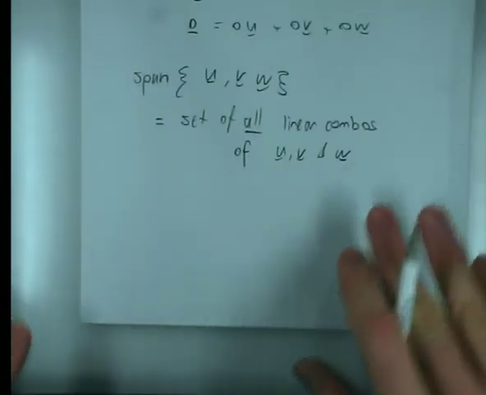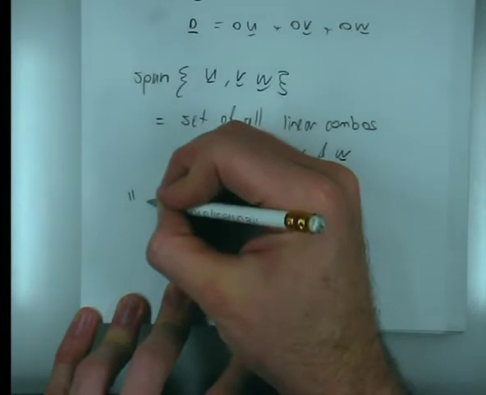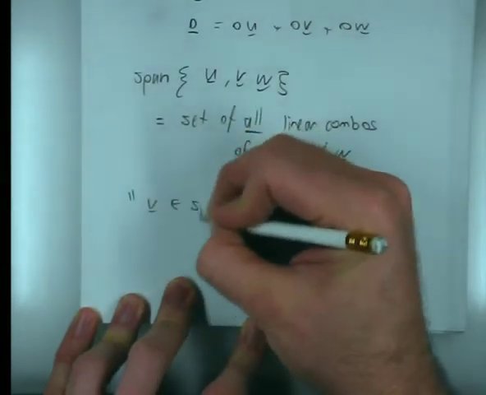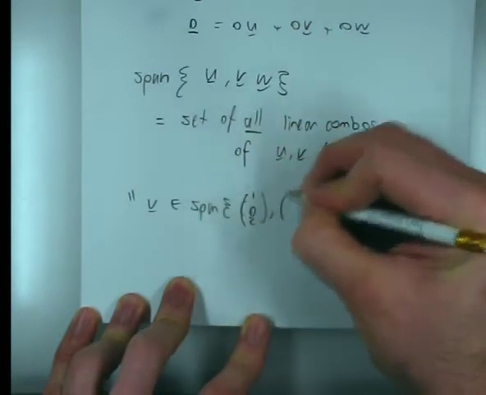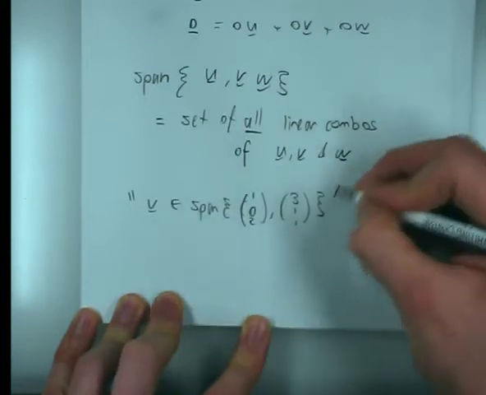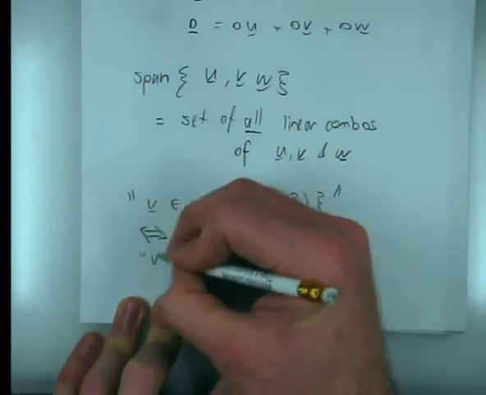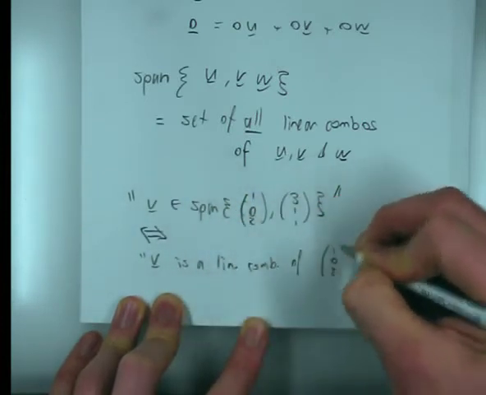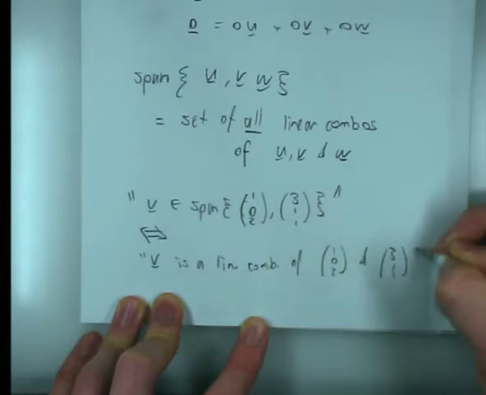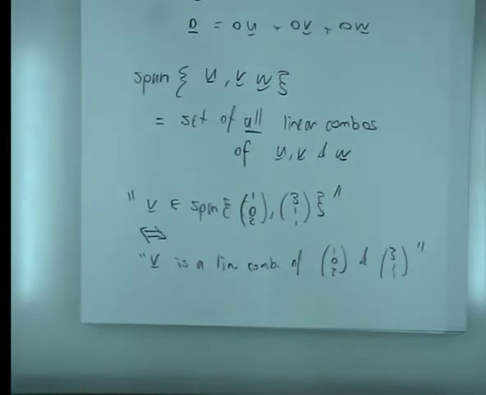So grammatically, in terms of grammar in maths, the statement of v is in the span of 102 and 311 is the same as the statement v is a linear combination of 102 and 311. They are the same statement. They mean the same thing. Worthy of note, because they'll sometimes say, is V a linear combination of those things? Or they'll sometimes say, is V in the span? They mean the same thing.